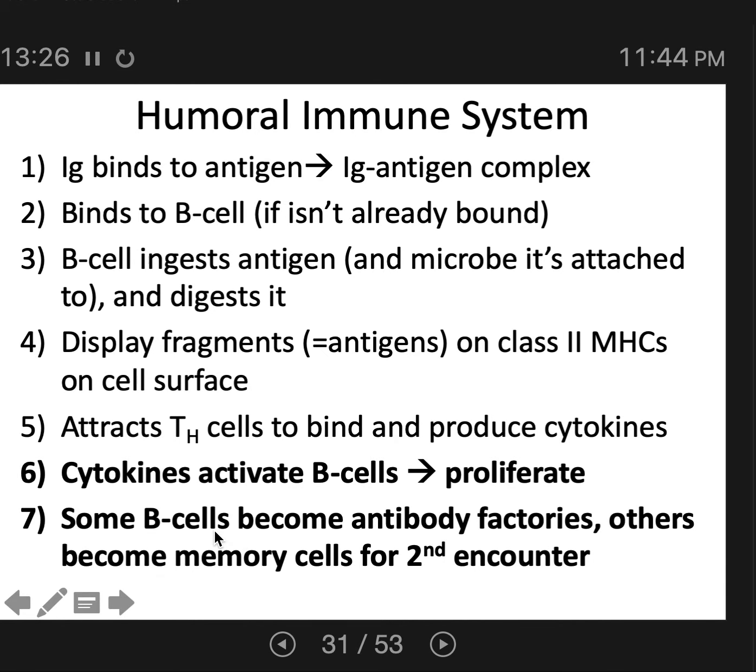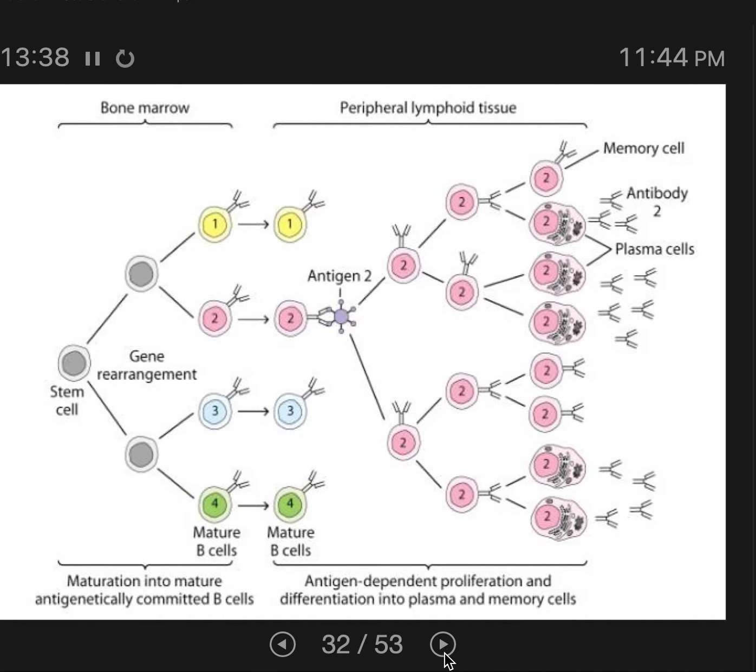Some of the daughter B cells are going to become those antibody factories, and then others of those daughter B cells are going to become the memory cells that protect you the second time you encounter the same pathogen. So here's a diagram of that. It doesn't show the whole process, but you can see there's a stem cell here, and it's showing the gene rearrangement. That's the mitotic genetic recombination.